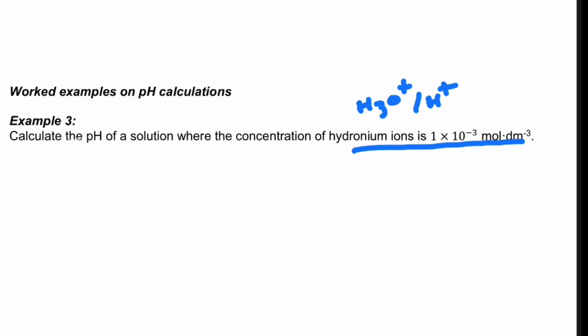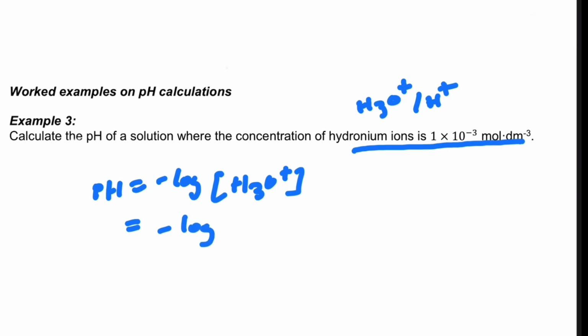So here we're supposed to calculate the pH. There isn't much to do. It's just direct substitution, really. So pH is equal to minus log of H3O plus. We can use H3O plus and H plus interchangeably. This is equal to minus log of 1 times 10 to the minus 3. Let me just put that in my calculator. Minus log of 1 times 10 to the minus 3 is equal to 3. So the pH in this case would be 3, if the concentration of hydronium ions is 1 times 10 to the minus 3 moles per decimeter cube.